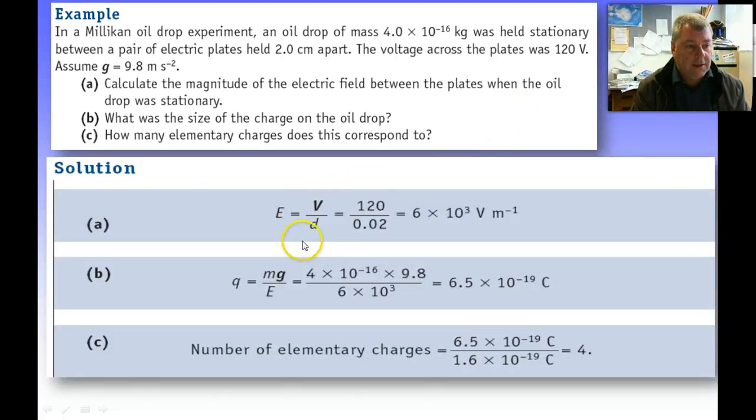So first off, to get the strength of the electric field, E equals V on d, just put the numbers in, volts per meter. To get the size of the charge, q equals mg on E. We've got E now, so we can get the charge. And for the number of elemental charges, you take the total charge of the droplet and divide it by the charge of an electron, and therefore this one has gained 4 electrons.